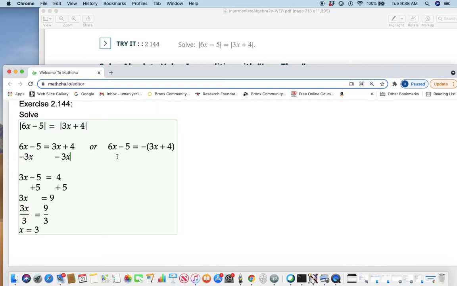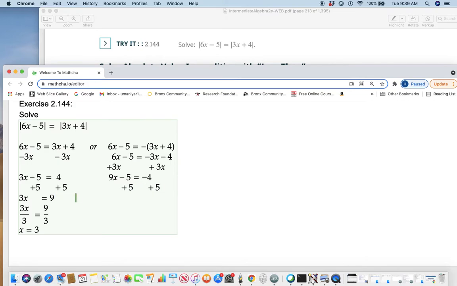On this side, first notice you need to distribute the negative. So you have 6x minus 5 equals negative 3x minus 4. Add 3x to both sides. Get the x's together. This gives you 6x plus 3x is 9x minus 5 equals negative 3x, positive 3x cancel. You're left with negative 4 over there. Add 5 to both sides.